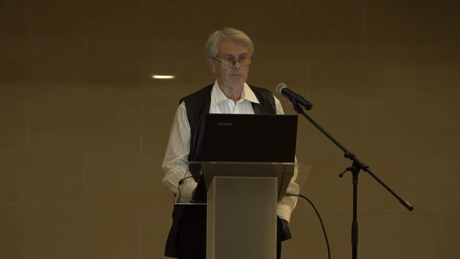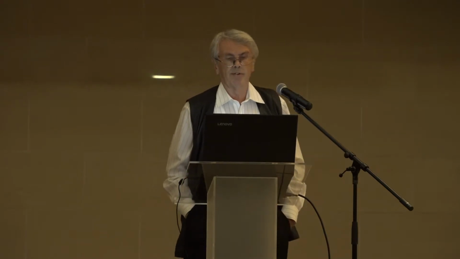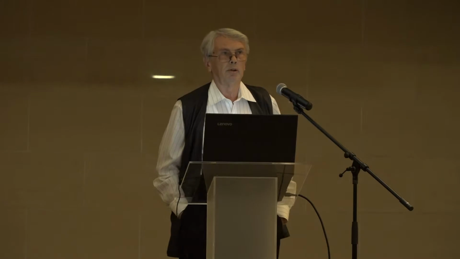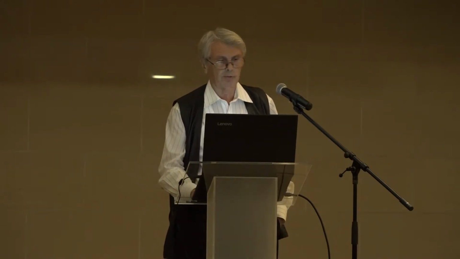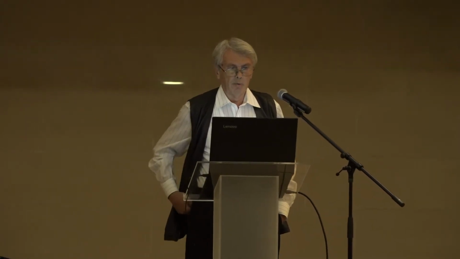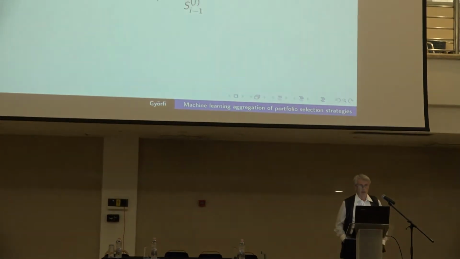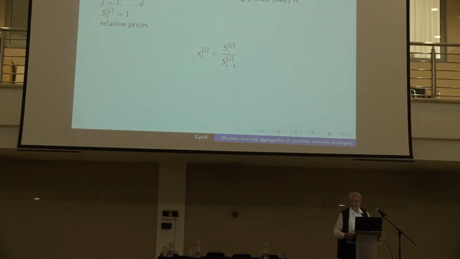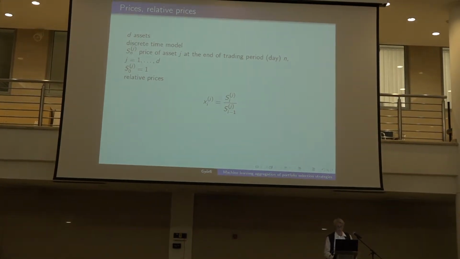The setup is very simple. We have d assets and a discrete time model, and S_n^(j) denotes the price of asset j at the end of trading day n. Just for the sake of normalization, the initial price is 1. We introduce the relative price, the ratio of the consecutive prices for asset j. So if the price increases, then X_i^(j) is slightly larger than 1, otherwise smaller than 1.